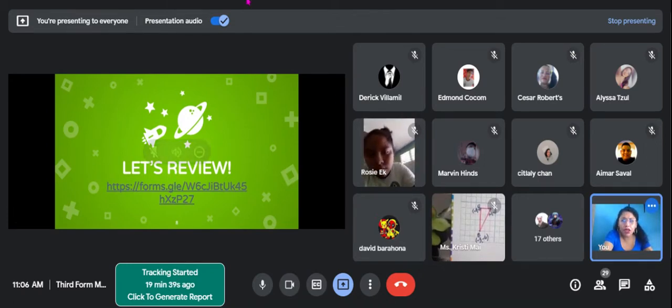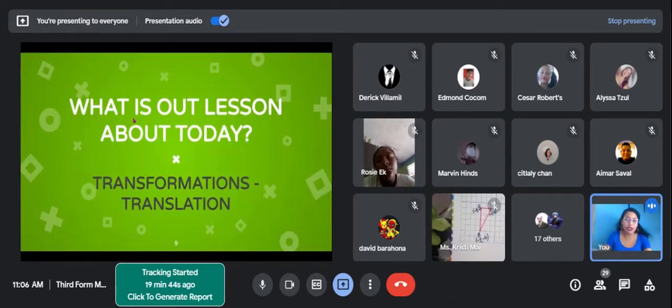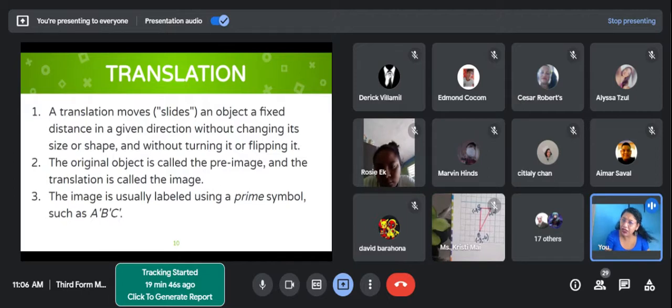Okay, so let's continue. Today, as I mentioned, we want to talk about translations. Now, translation isn't as complex as when we talked about rotation and when we talked about reflection. Translation is a little bit more direct. It's basically just taking one object and moving it to another position.